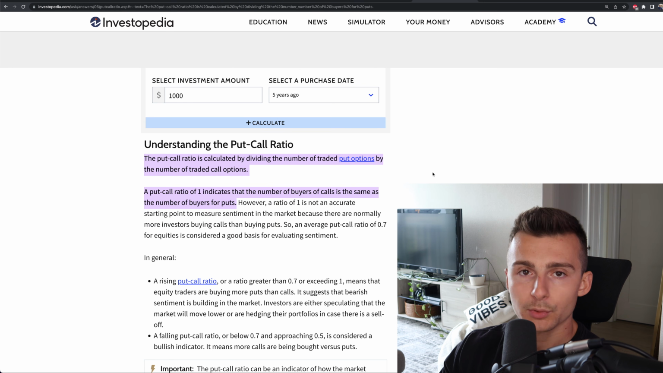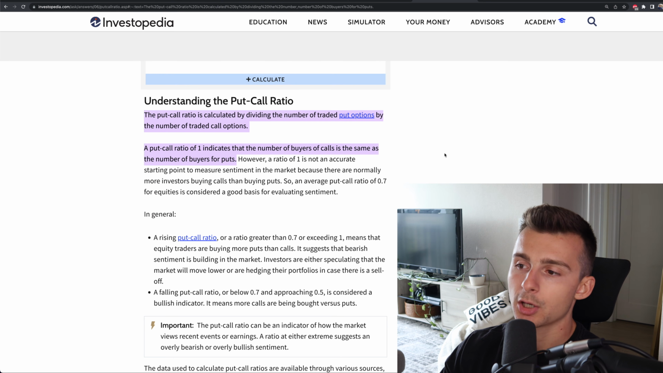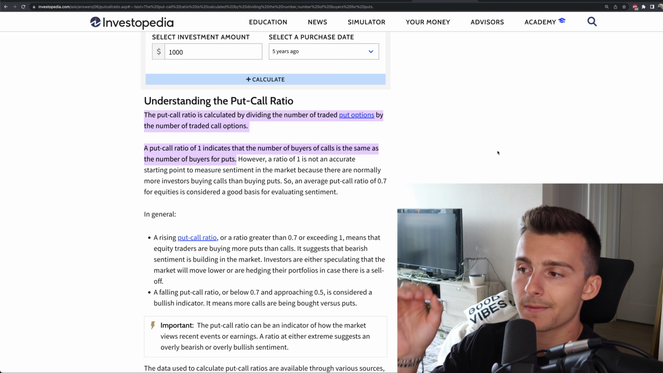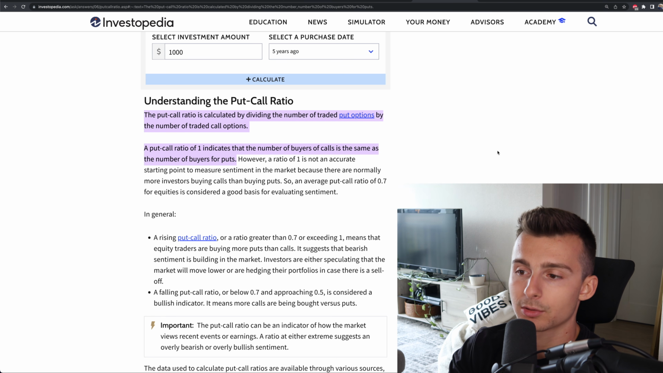Today we are talking about the put-call ratio, okay? And we're going to be talking about why this indicator can be one of the best indicators to look at when it comes to the big picture and when it comes to the contrarian trading view. So to keep it simplified, the put-call ratio is calculated by dividing the number of traded put options by the number of traded call options.